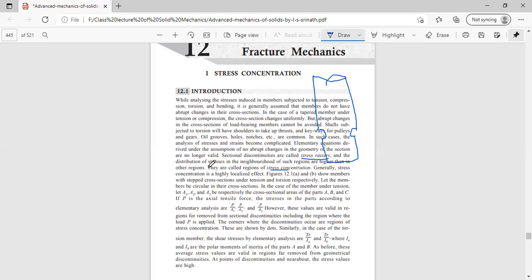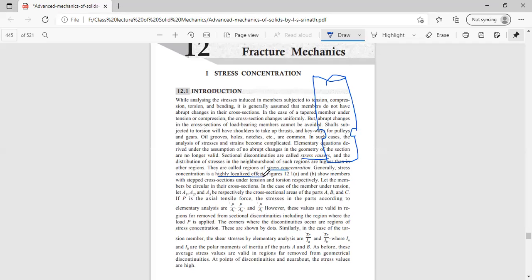And the distribution of stress in the neighborhood of such regions is higher than in other regions. You see, there the cross section is reduced to a certain extent. Sometimes this reduction can be considerably large in comparison to the parent cross-section area, and such an abrupt reduction in cross section will result in an abrupt rise in stress in this particular area, rather than the normal average stress distributed over the other portion of the shaft itself. And these regions are defined as stress concentration itself because generally it is a highly localized effect.